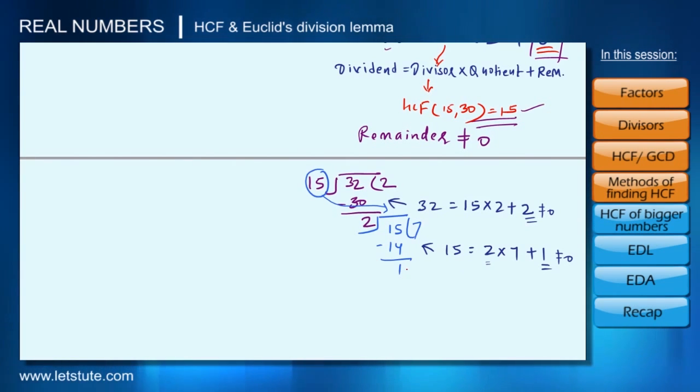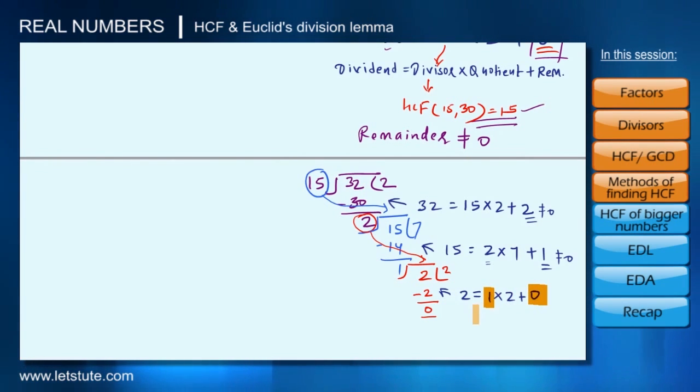So again we will perform the same step, that is again we will consider this found remainder as divisor and this divisor of the previous stage, that is 2, as dividend. And we will again divide 2 by 1. So here 1 will go 2 times and the remainder is 0. And 2 can be written as 1 into 2 plus 0. So here since the remainder is 0, we can say that the divisor 1 of this stage is the highest common factor of 32 and 15.